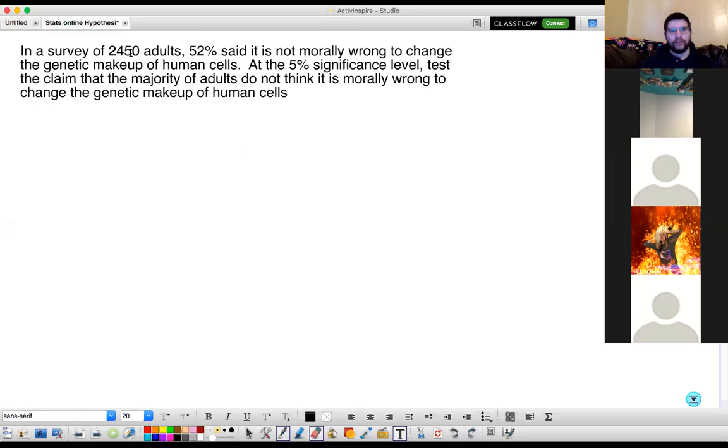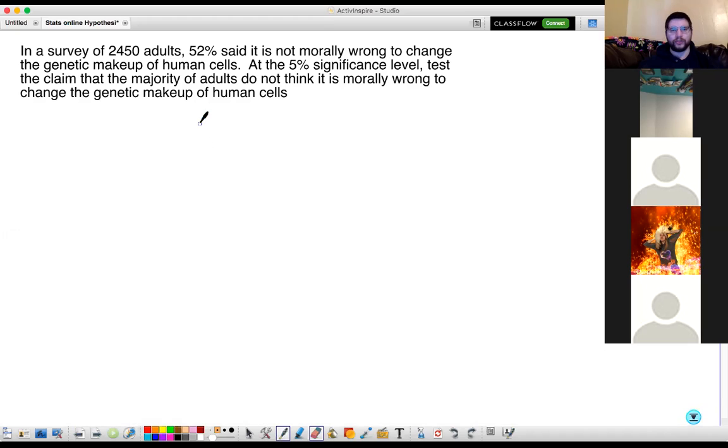In a survey of 2,450 adults, 52% said it is not morally wrong to change the genetic makeup of human cells. At the 5% significance level, test the claim that the majority of adults do not think it is morally wrong to change the genetic makeup of cells. So first and foremost, Joe Bear, you're up. What are my hypotheses?